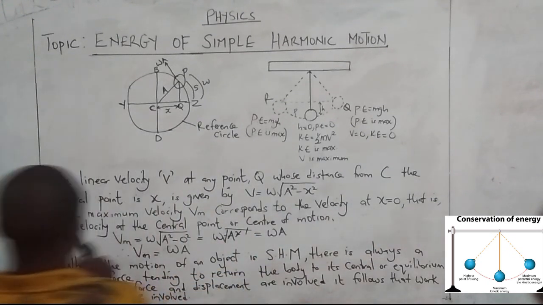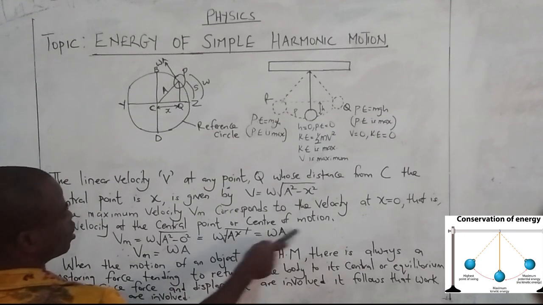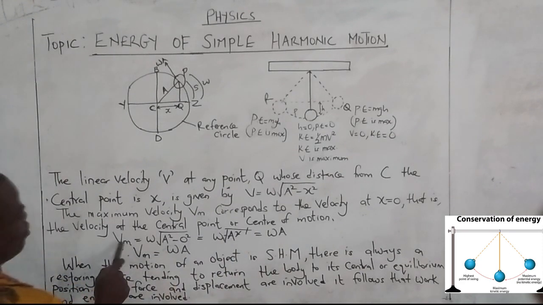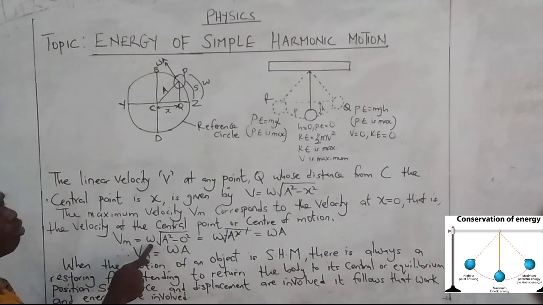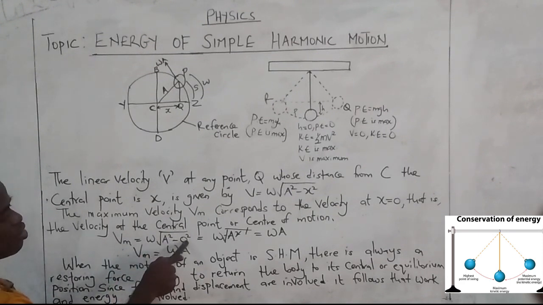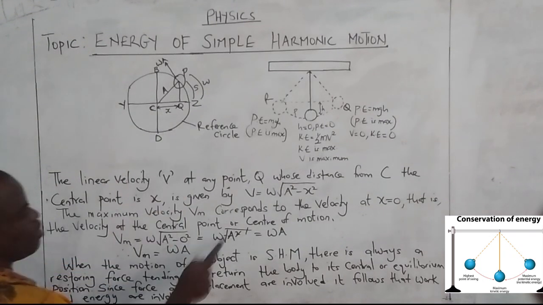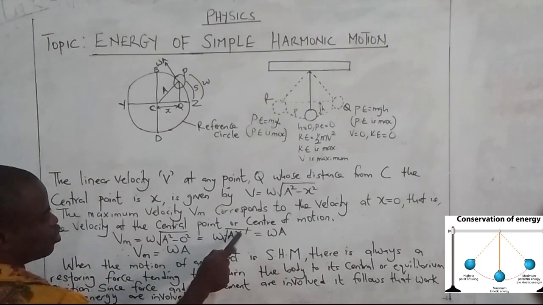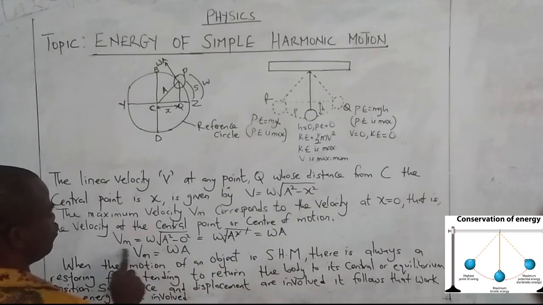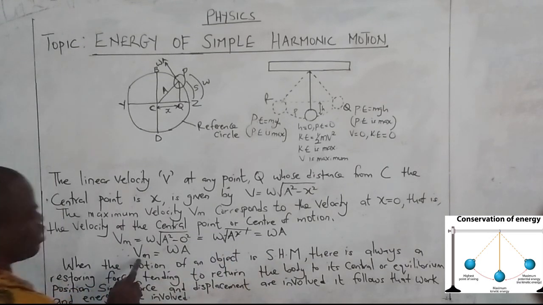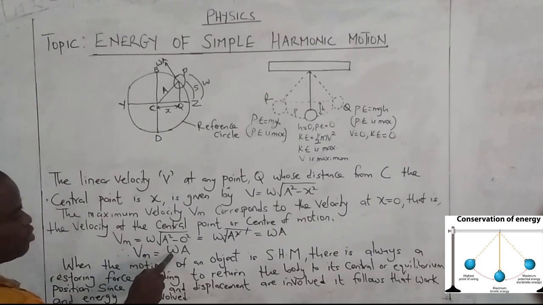And that is the velocity at the central point, vm, velocity at the maximum, equals ω, angular velocity, times the square root of a squared minus 0 squared. The x is taken as 0 because we assume it's at maximum. The square and the square root cancel, and we have vm equals ωa. Take note, when you have to calculate maximum linear velocity, you make use of ωa.